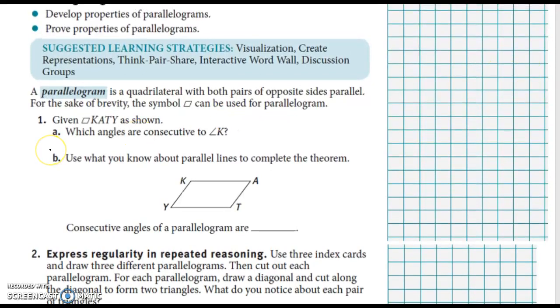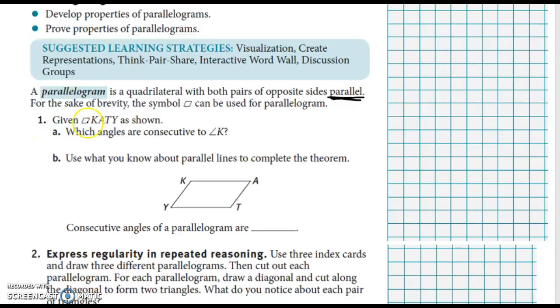A parallelogram is a quadrilateral, a shape with four sides, with both pairs of opposite sides that are parallel. For the sake of brevity, this symbol can be used for parallelogram. So instead of writing out this long word, we'll just use this as a symbol.